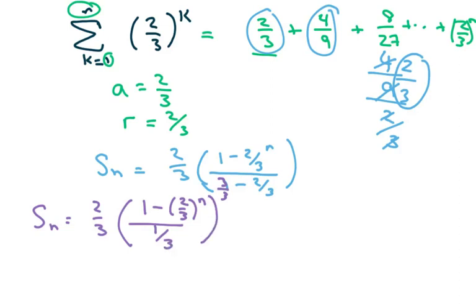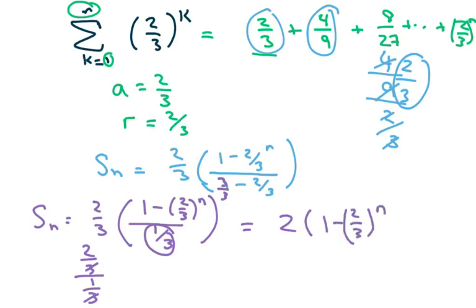Now, what I want to do is go ahead and take care of this. When I take care of this, this is like saying 2/3 divided by 1/3, which cancels, so you're just left with 2. So you're going to get 2 times 1 minus 2/3 to the nth. And that's your final answer.